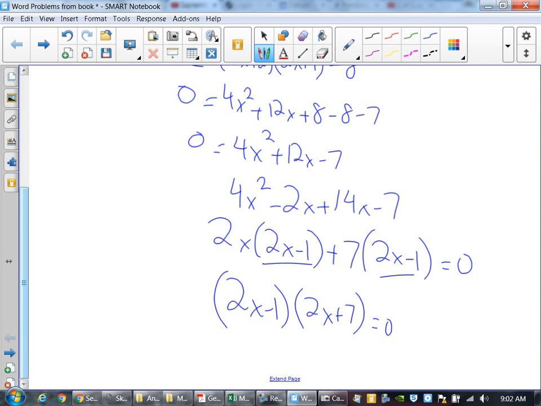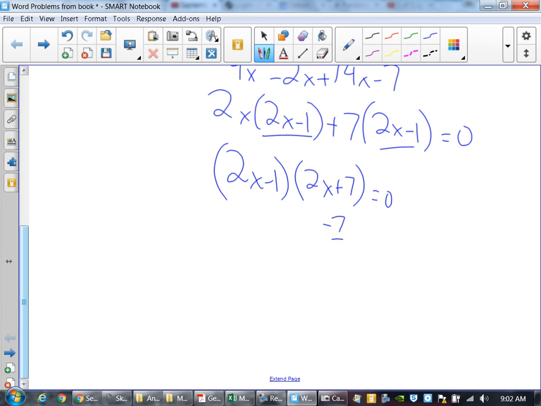What are your two zeros? Then you know negative 7 halves and 1/2. Which one of those is the right answer? 1/2. You should have a 1/2 inch border all the way around. That's it.